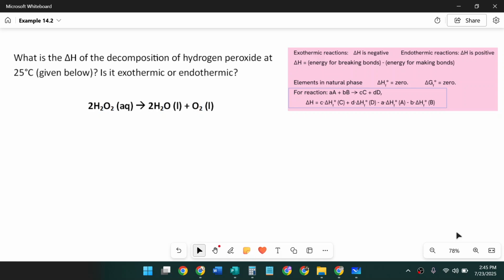This is example 14.2 from Discovering Design with Chemistry. The problem asks, what is the change in H of the decomposition of hydrogen peroxide at 25 degrees Celsius? And they've given us the formula for that below. Is it exothermic or endothermic?